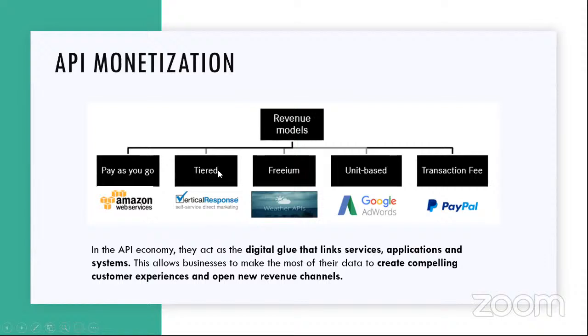You have tiered, let's say you want to put it as 500,000 calls are going to be this much. So anything under that 500,000 calls, this is what you pay, and above that, you're going to have a different slab. Or you can have free APIs, just like our weather APIs, and then you have unit based, as per how many units you want to charge them, and also by the transaction fee. So all these kind of revenue models can be integrated using your API monetization.